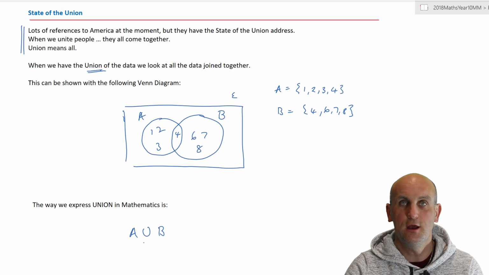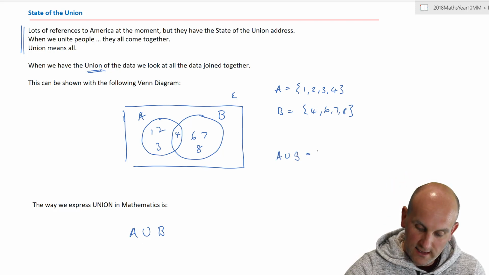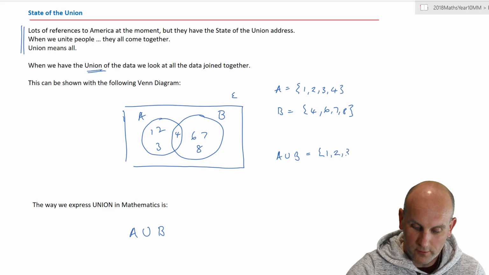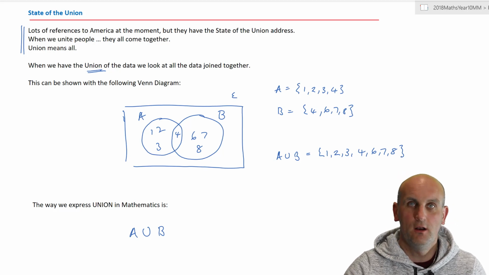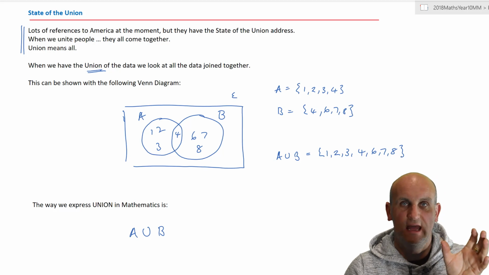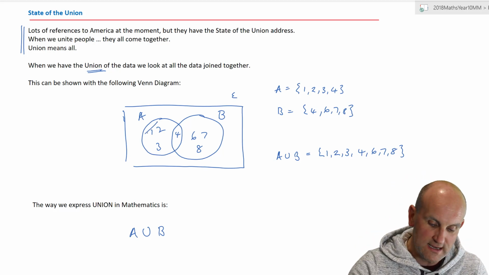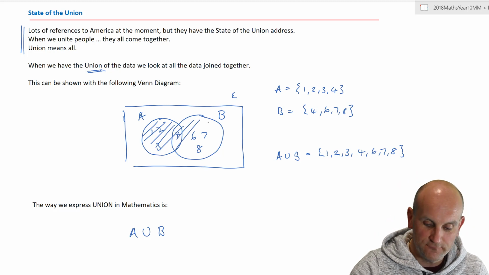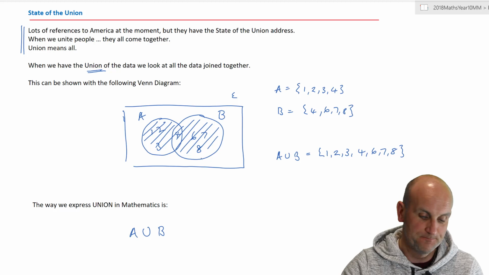Yes? A U B means write down the union of A and B. I would write down 1, 2, 3, 4, 6, 7, and 8. Now notice that I do not write 4 twice. It's not like writing all of the elements in A and all of the elements in B just side by side. It just says write down everything that you can see that falls inside that joint circles of A and B. I love this stuff.